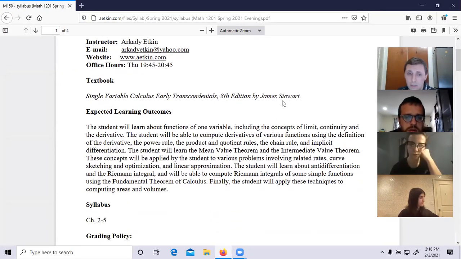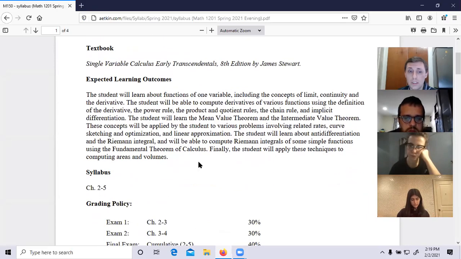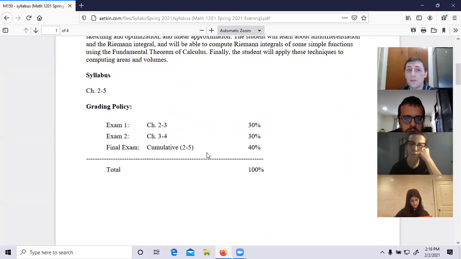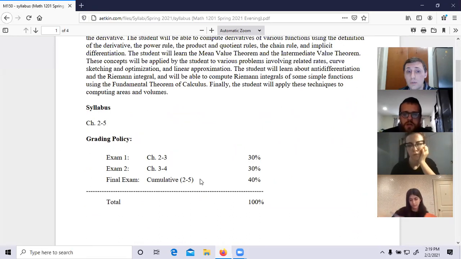Well, the expected learning outcomes is roughly chapters 2 to chapter 5 in the assigned textbook. So that goes all the way to integration. We spend most of our time doing differential calculus, and later we will learn integration, okay? And the grading policy: exam 1 covers chapters 2 and 3, and that will be 30% of your grade. Exam 2 covers chapters 3 to 4, that's 30% of your grade. And the cumulative exam, chapter 2 to 5, is 40% of the grade.